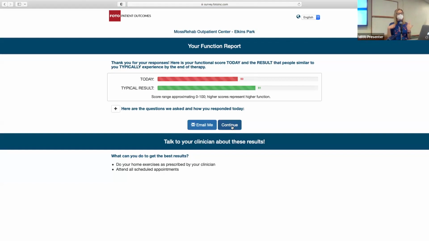What happens at this point is that the survey prints out automatically in the clinic, and the therapist will have access to see how the patient responded, what the functional score is today, and then what the predicted score is to be.